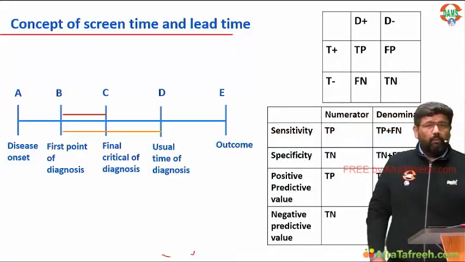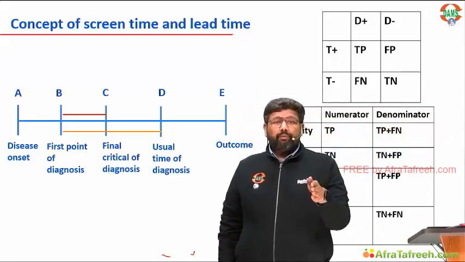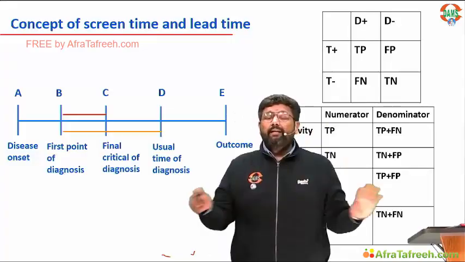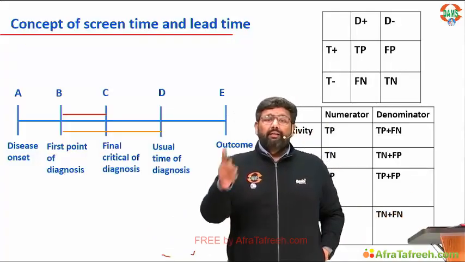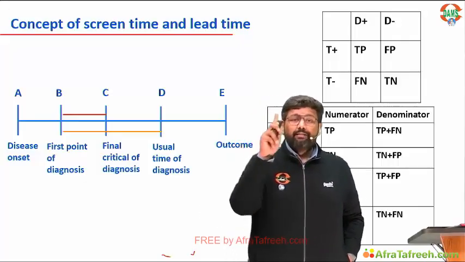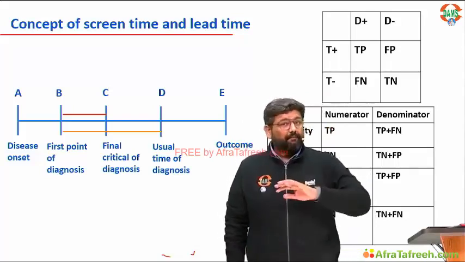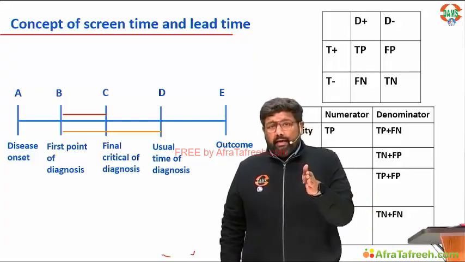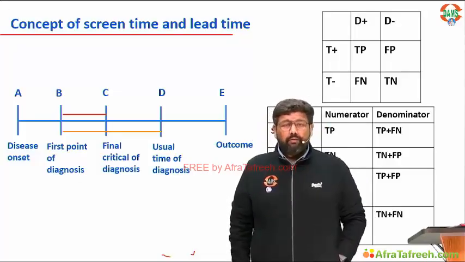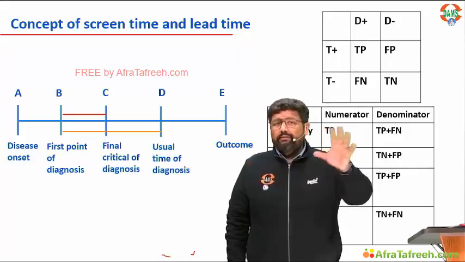Now, so disease started at point A. Then there is a point B where for the first time you can detect the disease. You apply any test in the world, you are not going to detect the disease before point B. Then we have point C, the final critical point. If you screen after point C, you are not going to make any difference in the outcome of the disease. After point C, if you do screening, you will not reverse the disease.